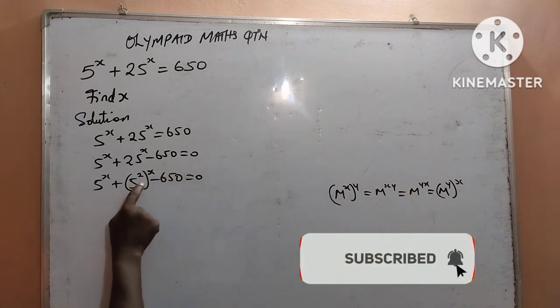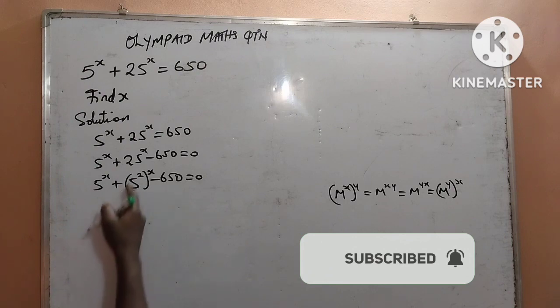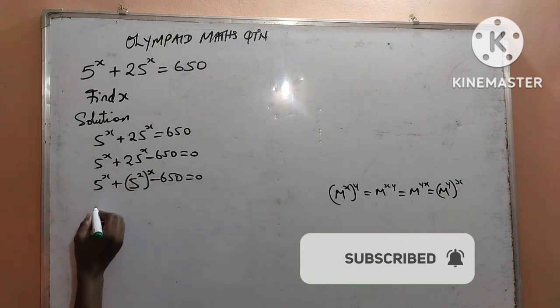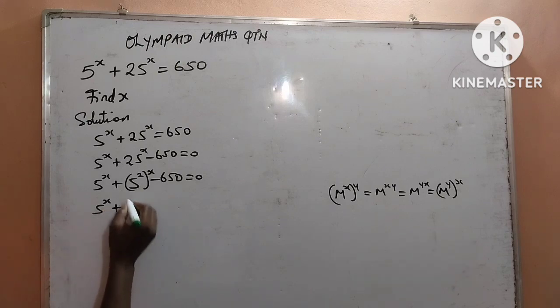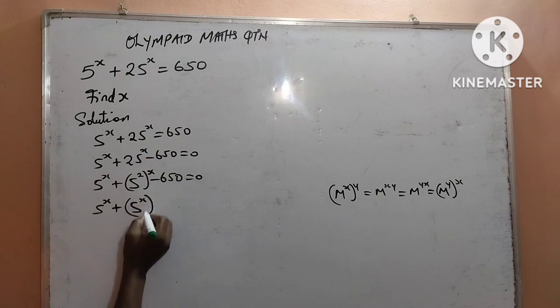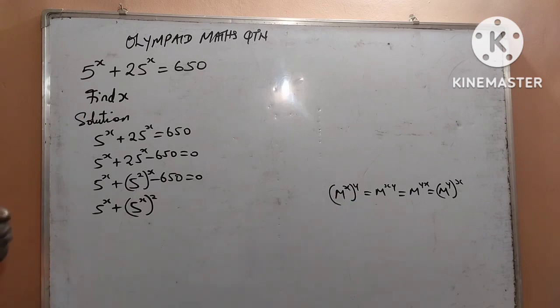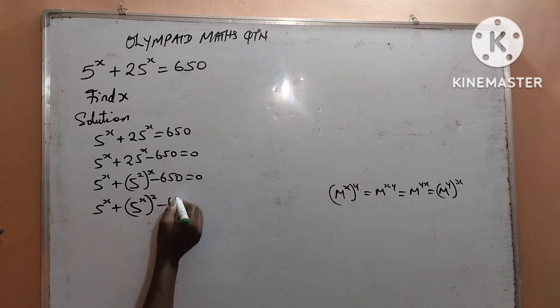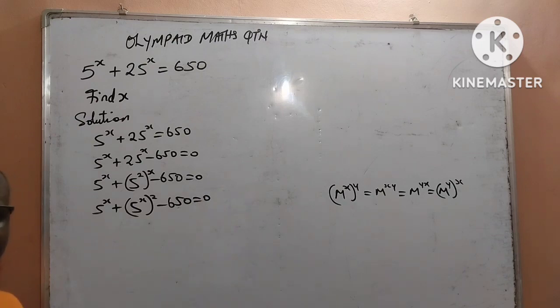So that implies that I will now make use of that law here to have 5 to the power x plus, here now I will write 5 to the power x, all to the power 2. I have now interchanged the positions of 2 and the x since they are the same by that law. Then minus 650, everything now is equal to 0.